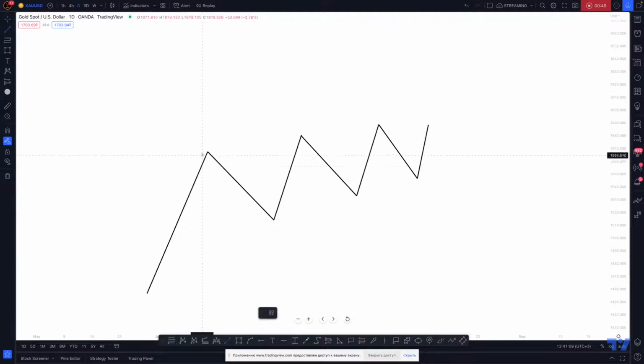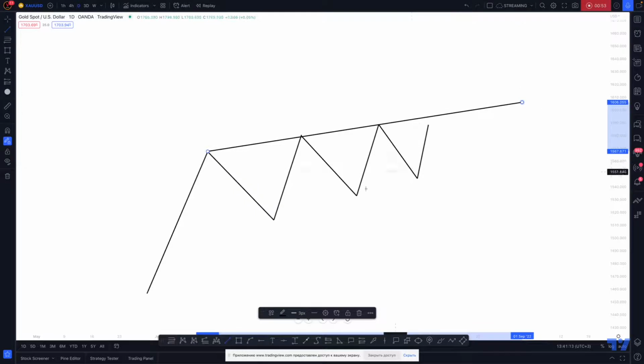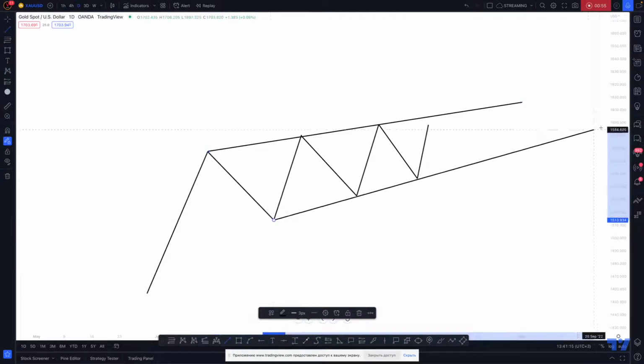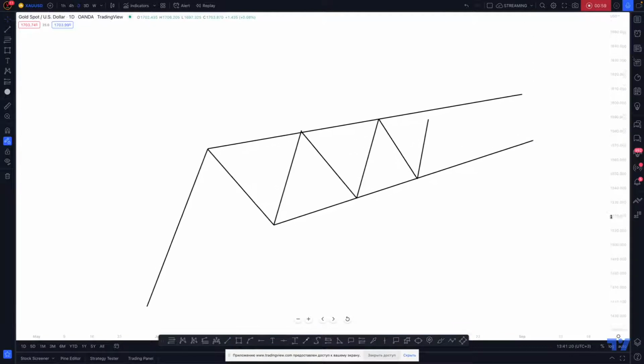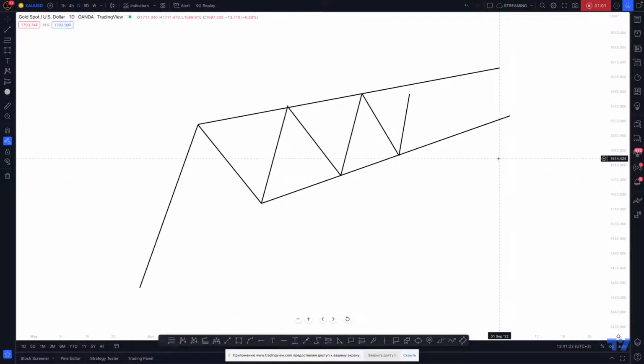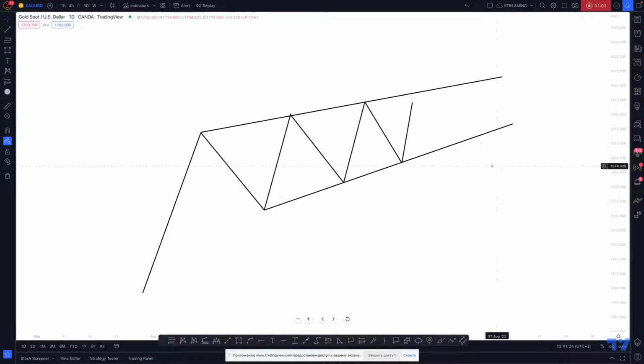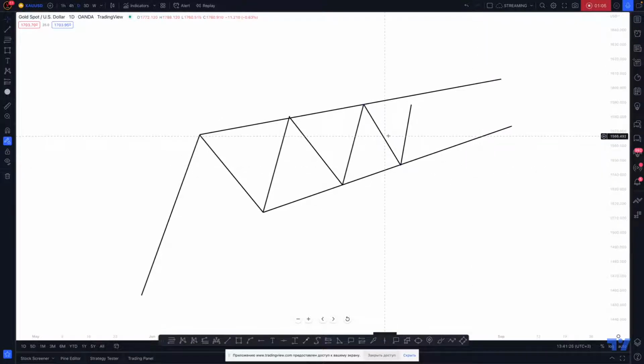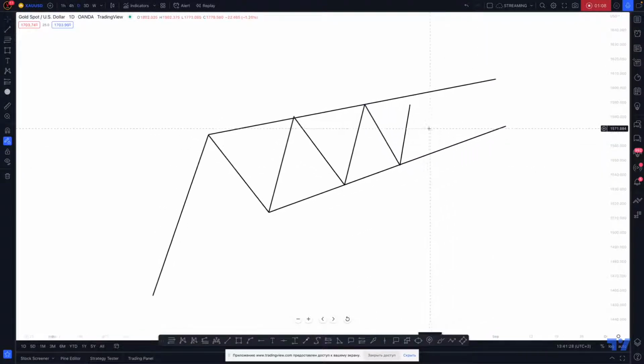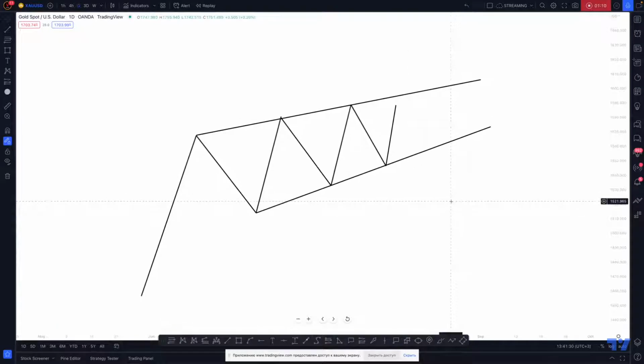Here, if we take the highs, we can draw a trend line. And if we take the lows, we can draw one more. Here we have a perfect example of the rising wedge pattern. And this pattern is considered to be the reversal pattern. And moreover, this pattern is considered to be a very bearish pattern. Why? What is the logic?